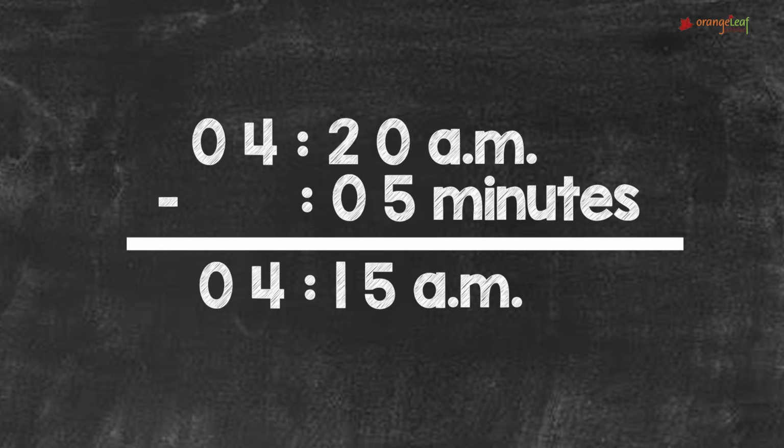For the next question, we have to find the time. Now, the hint says we simply have to subtract the given minutes from the time. The first question is 5 minutes before 4:20 AM, which means we have to subtract 5 minutes from 4:20 AM, which gives us 4:15 AM.